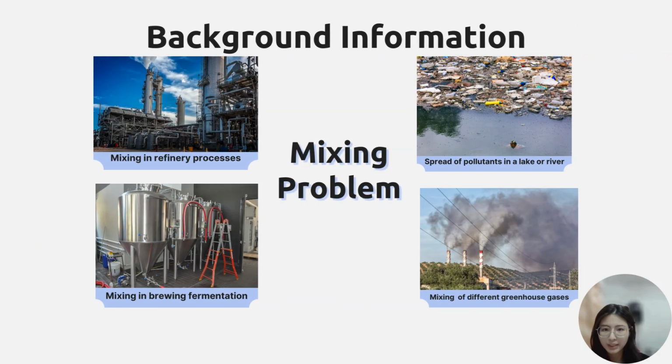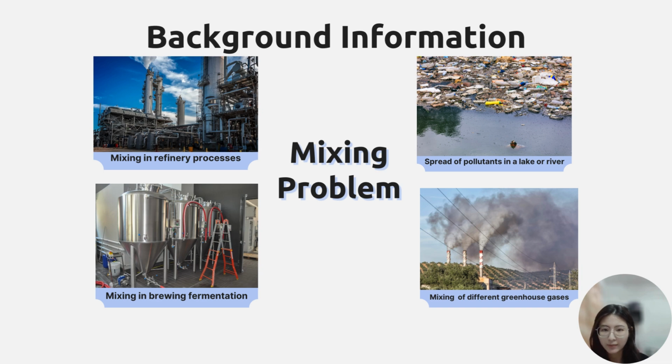Mixing problems are very common in many scientific and engineering fields. They occur whenever we have situations involving the mixing of two or more substances within a container. For instance, in chemical engineering, refinery processes are optimized by modeling mixing phenomena in reactors, pipelines, and storage tanks.